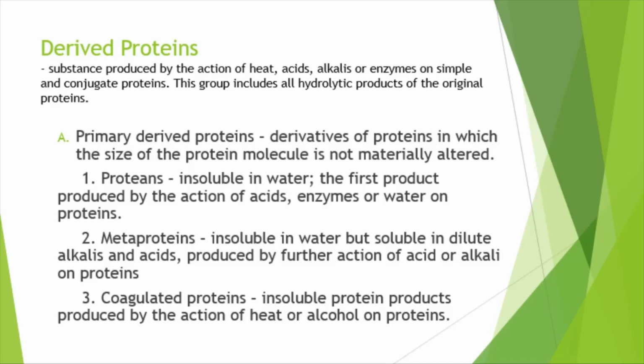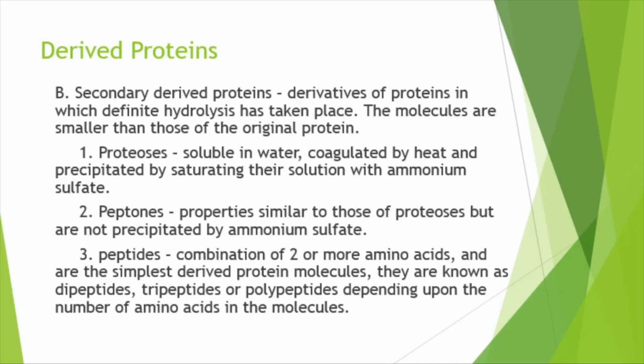Then we have your coagulated proteins. So these are insoluble proteins because they are products produced by the action of heat or alcohol on proteins. So when your proteins are subjected to heat and alcohols, it will produce coagulated proteins. Okay, meaning they are super viscous already.